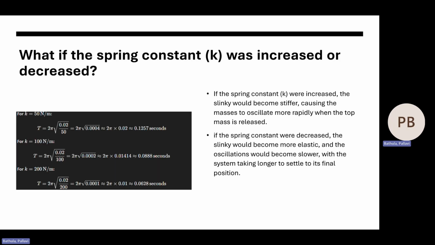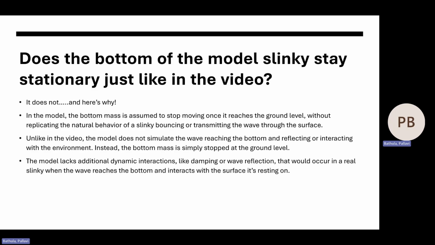So now let's ask ourselves a what if question. What if the spring constant was increased or decreased? If the spring constant was increased, the slinky would become stiffer, and it would cause the masses to oscillate more rapidly when the top mass is released. If it was decreased, the slinky would be more elastic and the system would take longer to settle to its final position.